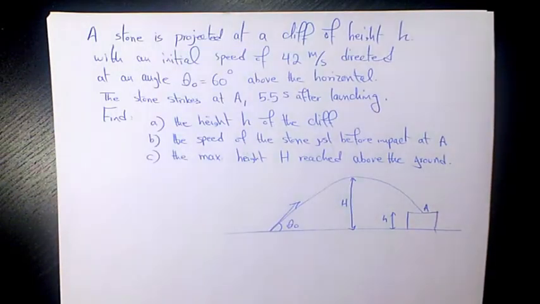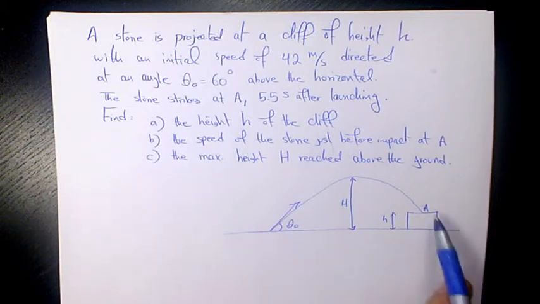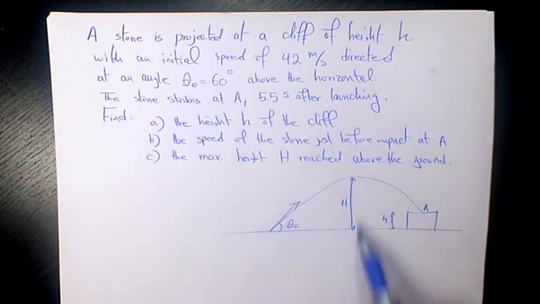In this example, a stone is projected from a cliff of height h, lowercase h, with an initial speed of 42 meters per second, directed at an angle of 60 degrees above the horizontal. The stone strikes at A 5.5 seconds after launching. Find the height of the cliff, h, the speed of the stone just before impact at point A, which is here, and the maximum height reached above the ground.